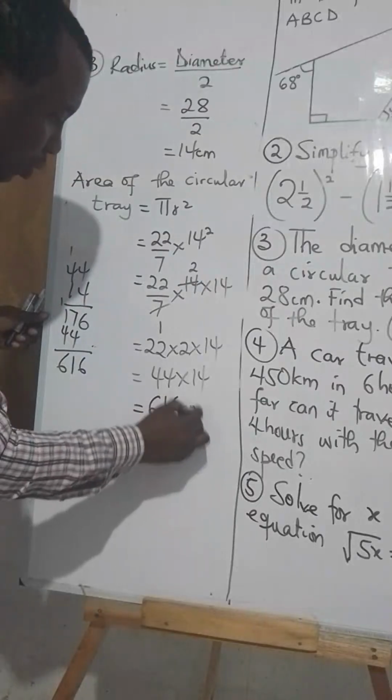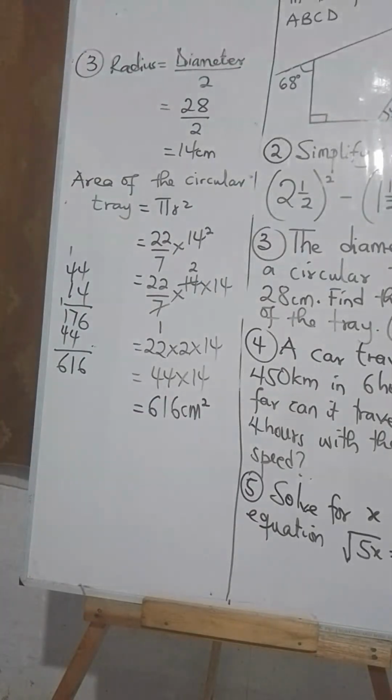Centimeters. This is centimeters square. So I hope this is also simple. Yes, the area is there. So to solve it is not difficult. Right. Now I want to move to the next one.